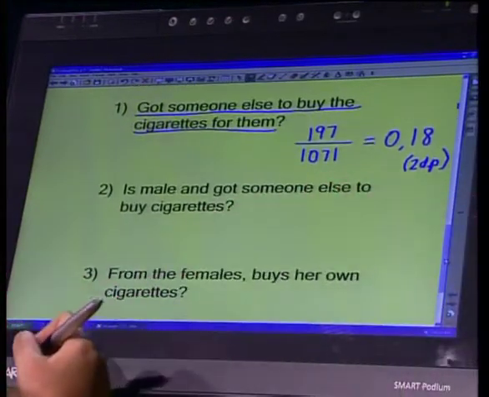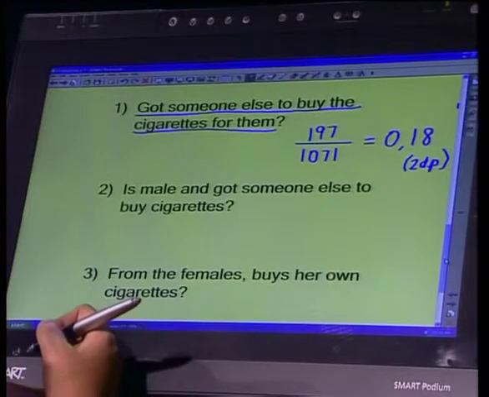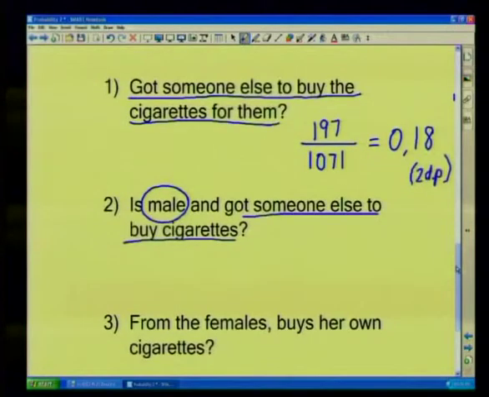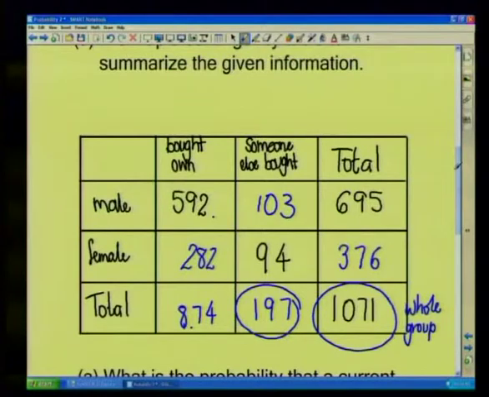Right, next question is, what are the chances of them being a male and got someone else to buy their cigarettes? So out of the whole group again, they had to be male and somebody else bought their cigarettes. Which part of my table tells me this information? Let's use a highlighter pen so we can see it clearly. They're male and got somebody else to buy their cigarettes. Must be this one over here, 103.